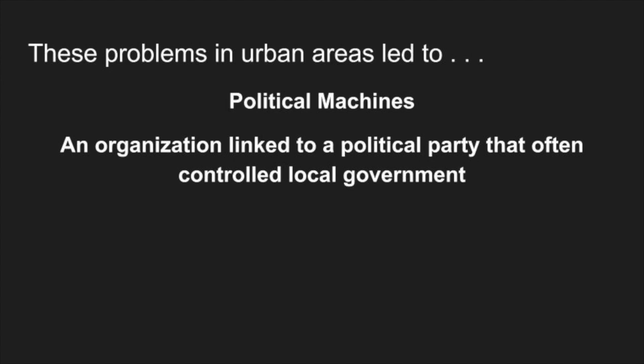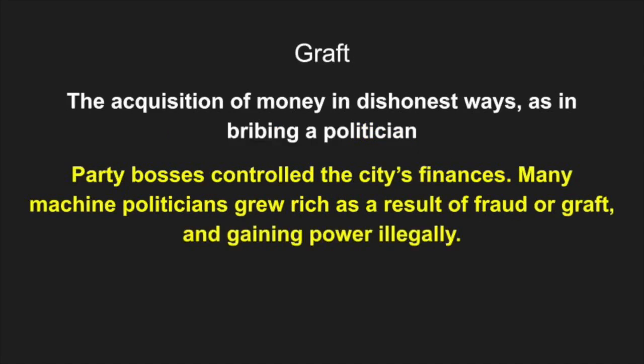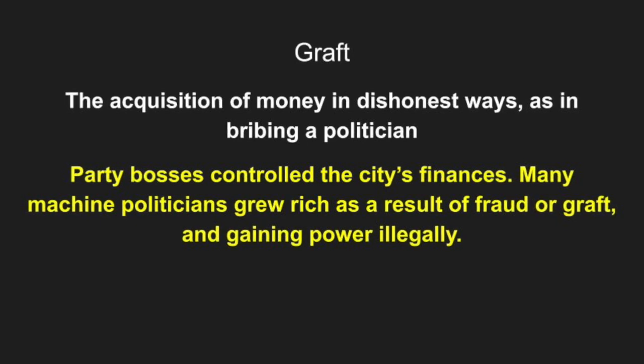These problems in urban areas led to political machines. That's an organization linked to a political party that often controlled local government. The political machines were controlled by party bosses. This is the person in charge of the political machine. In exchange for votes, political machines and the party bosses who ran them eagerly provided jobs and housing and sanitation and fire and police protection that people needed. But the cost of that was known as graft. The acquisition of money in dishonest ways, as in bribing a politician.